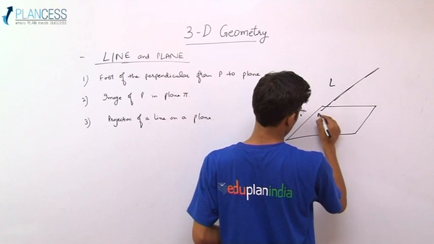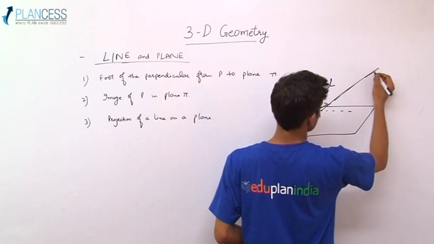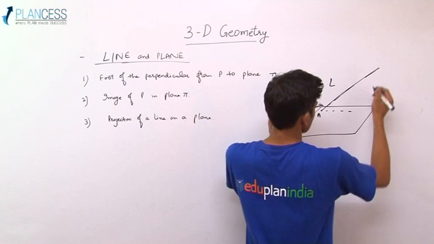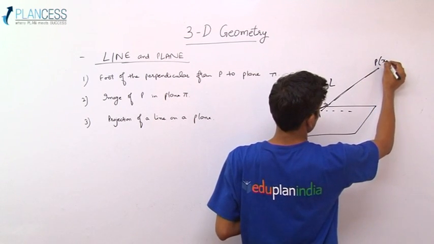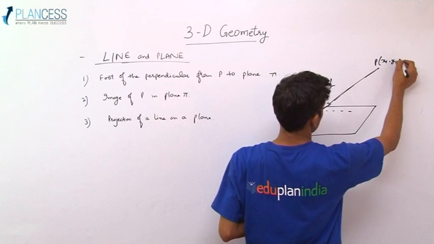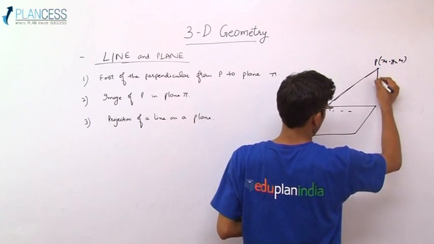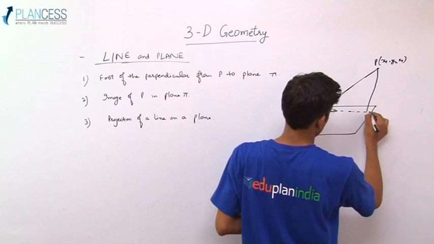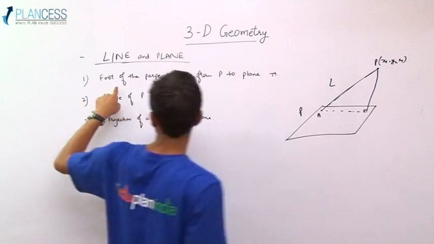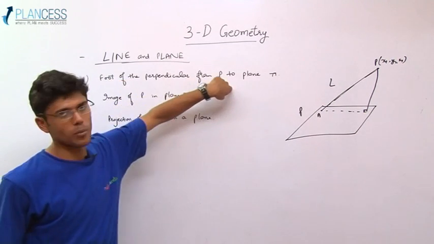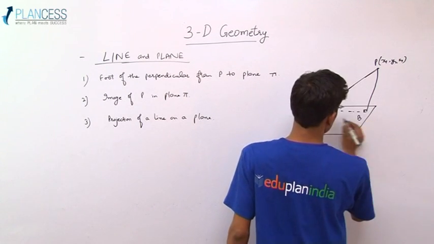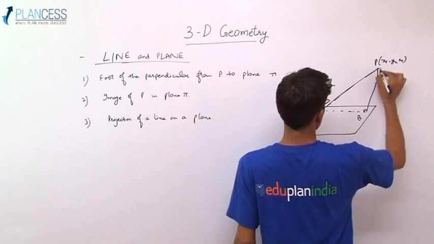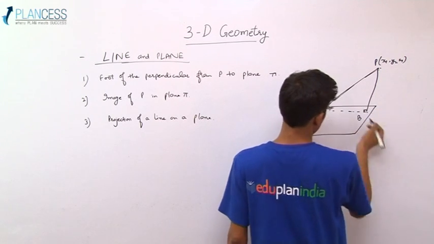Say this is A. We find the foot of the perpendicular, this is the point P. We find the foot of the perpendicular. Using this, we can find the foot of the perpendicular from a point P to the plane. So this is, say, B. Now we want to find AB. We know AP, we know PB, we can find AB.